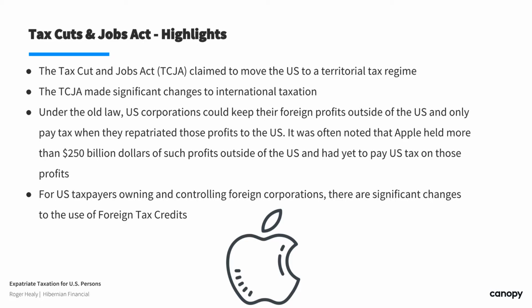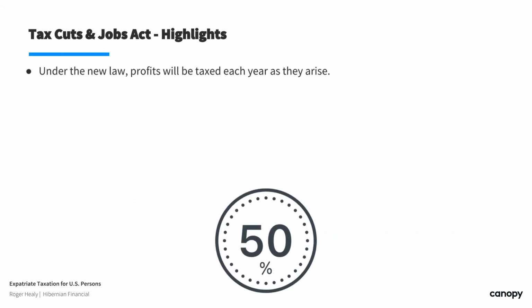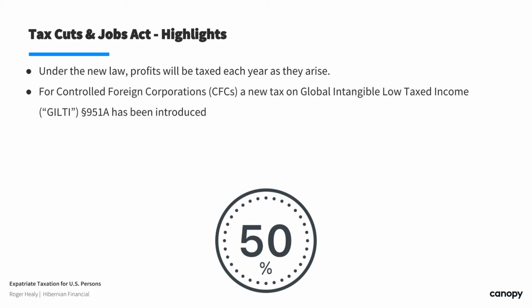Under the new law, profits will be taxed each year as they arise. So it's still taxed on a worldwide basis, but now the deferral mechanism of not being taxed until it was repatriated has been removed. For controlled foreign corporations, and we'll define those in a moment, a new tax on what's called Global Intangible Low-Taxed Income, or GILTI, has been introduced.